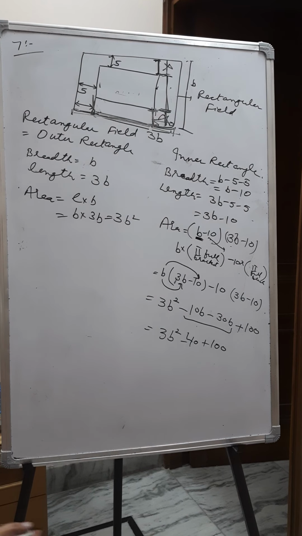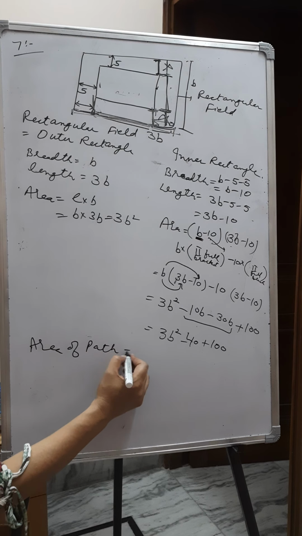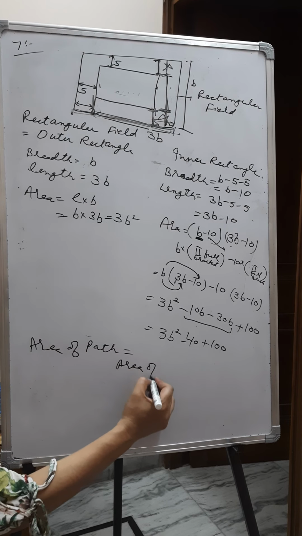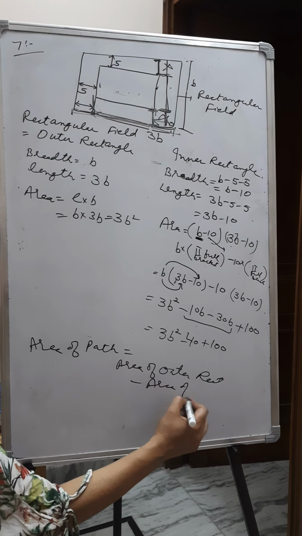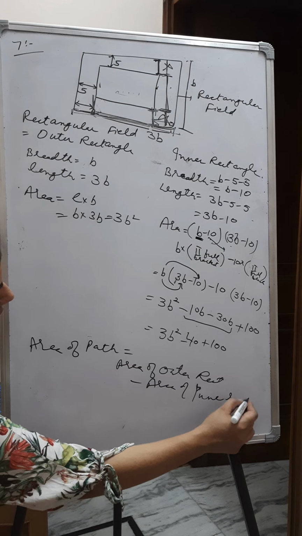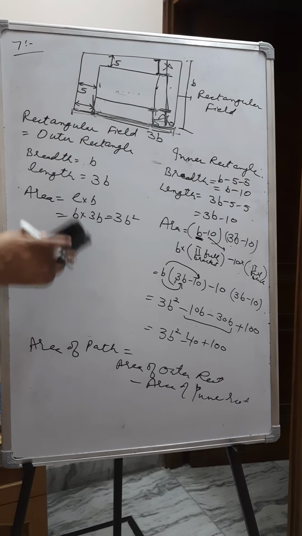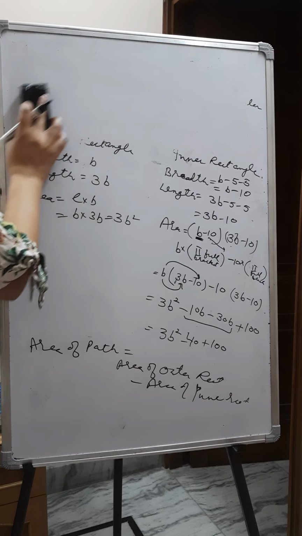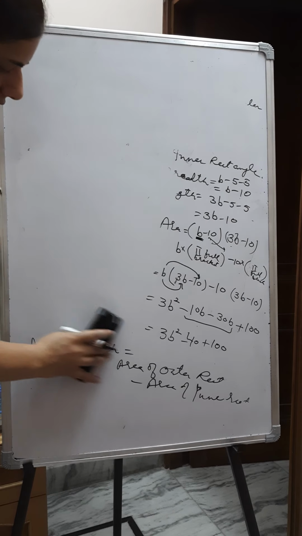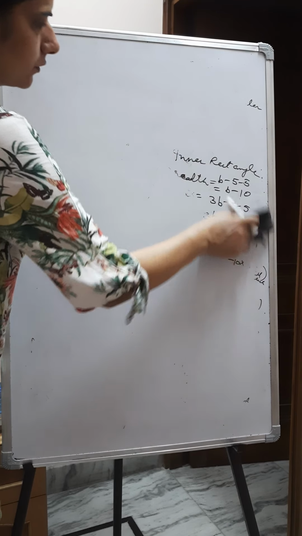Same again, area of path. Area of path is the same formula, area of outer rectangle minus area of inner rectangle. And the solution is there in the exercise notes which I have sent along. This is the inner rectangle and outer rectangle. I hope that you understand the concept. The next, one more concept in the rectangle.